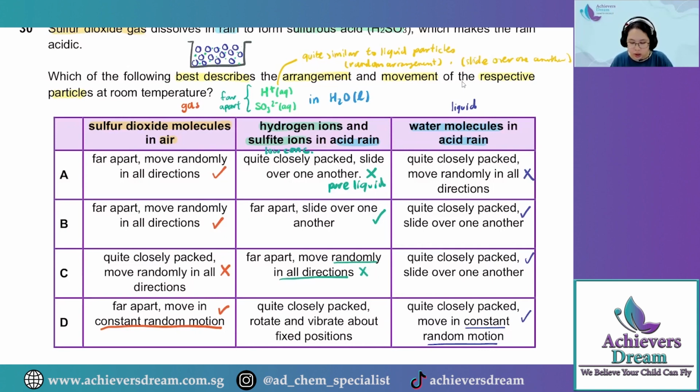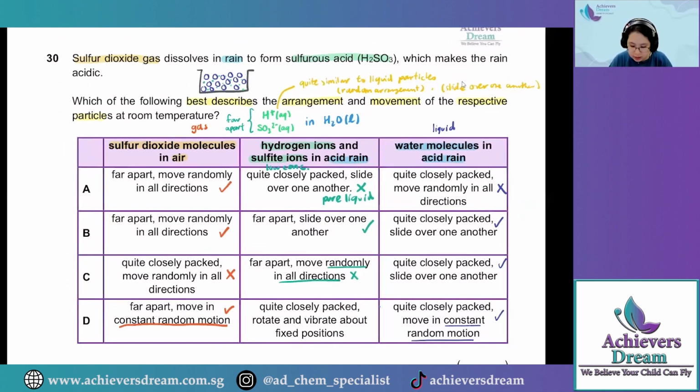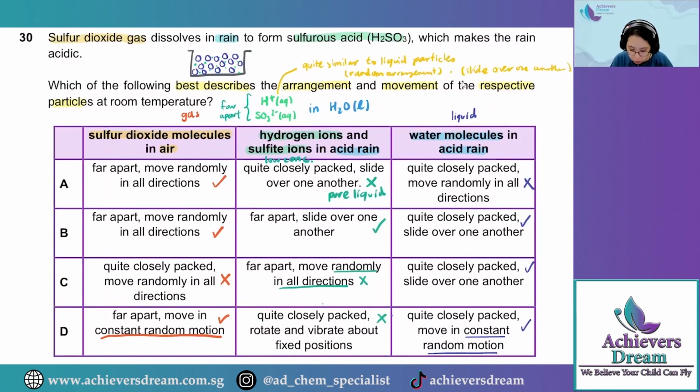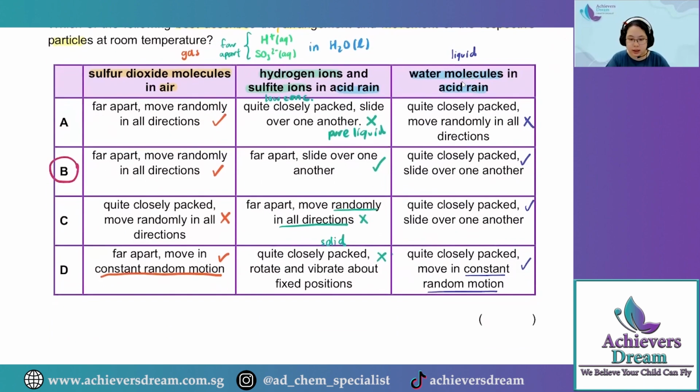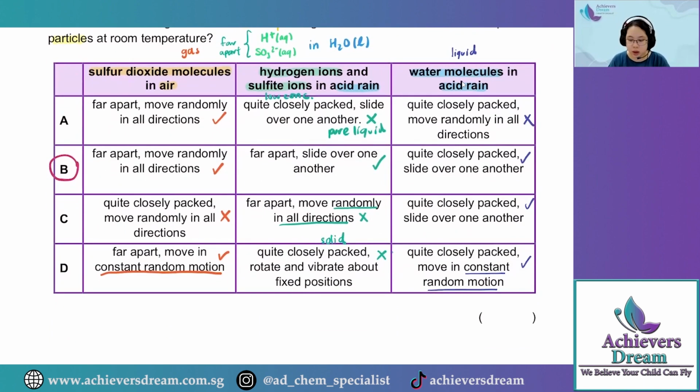And D, quite closely packed, rotate and vibrate about fixed positions. This is incorrect because this is the behavior of solid particles. Hence, the correct answer will be B, because these are the most accurate statements describing the three types of particles.